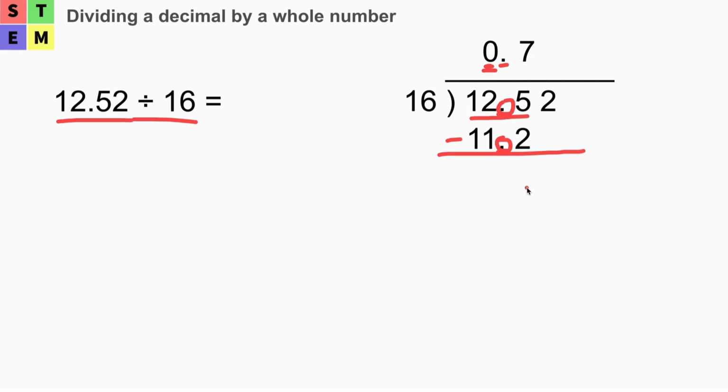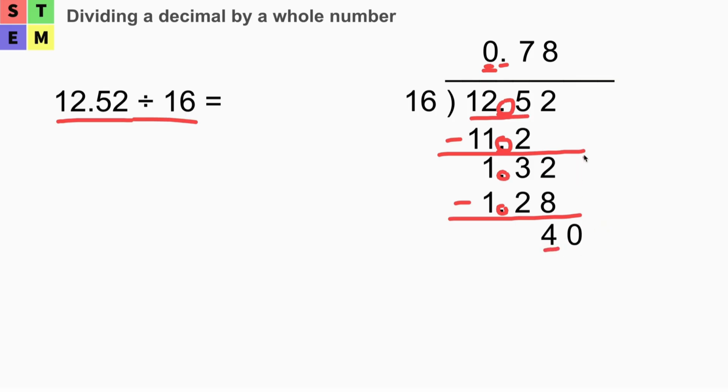Again, now we have what? 2 minus 1 equals 1, 5 minus 2 equals 3, right? So we have 132. Again, we can ignore this. How many 16s are there in 132? We have 8. We got 128, right? So 132 minus 128, we will have 4, right?